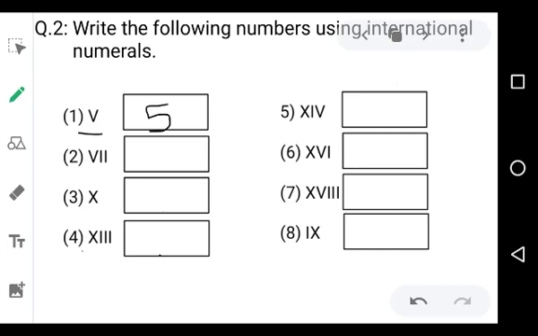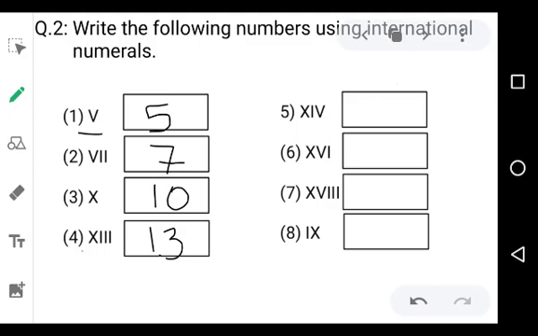Second is V and then 2 times I written on the right of V. So add the value of both I to the value of V. So 5 plus 2, 7. Next is X. This is the symbol for 10. Next is X and then 3 times I on the right side of X. That is 10 plus 3, 13.